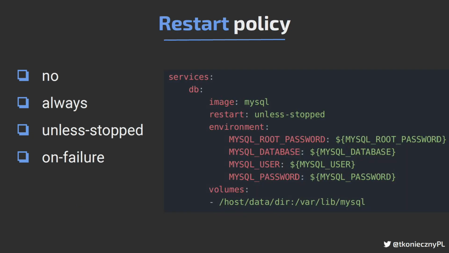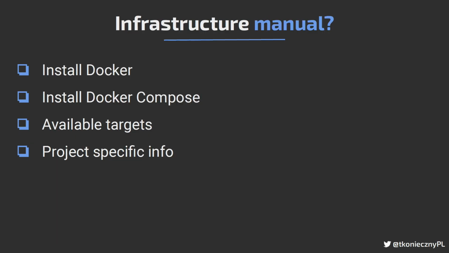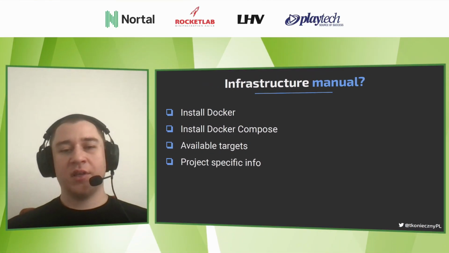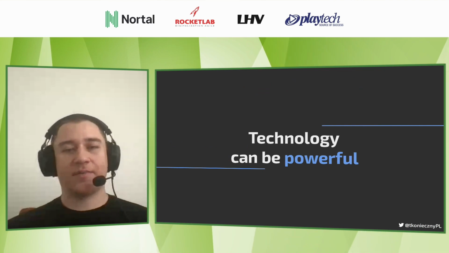There's also something like a restart policy, so you can define what should happen if you restart your operating system, whether the containers should start or be left without starting. And the last thing is that in the past I had to write really complex infrastructure manuals. But right now, when I'm using Docker, it's all about writing a few points like install Docker Compose, some basic info about available targets, and also project-specific info. That's all. If you have Docker installed, you can just run the containers.